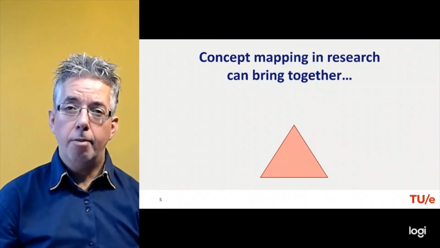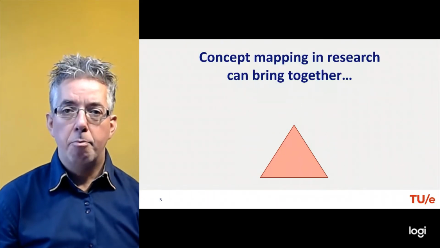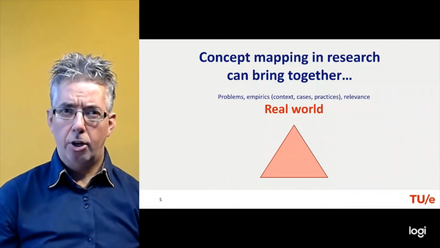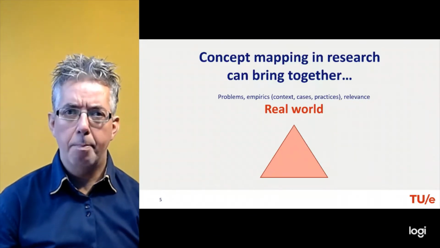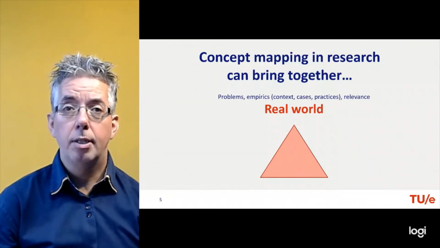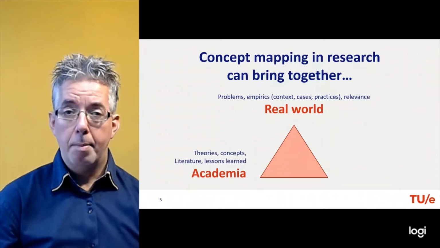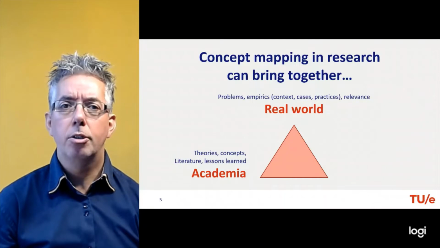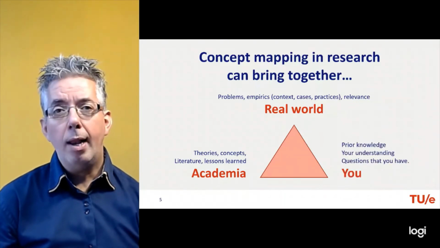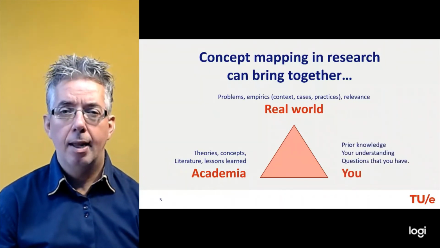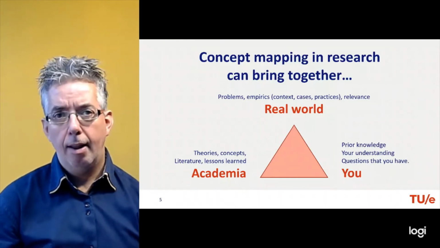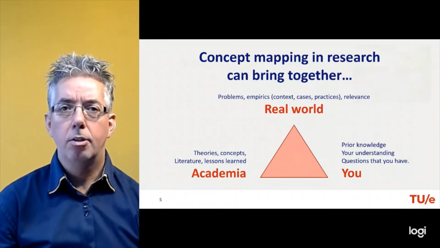One of the strengths of concept mapping is that it can bring together different kinds of knowledge. Empirical knowledge of the real world, how things happen, and you might have prior knowledge on that. Academic knowledge, the theories, the concepts that you can find in academic literature, as well as your own understanding and your own priorities, your own interest. So that can influence what you find in the concept map.